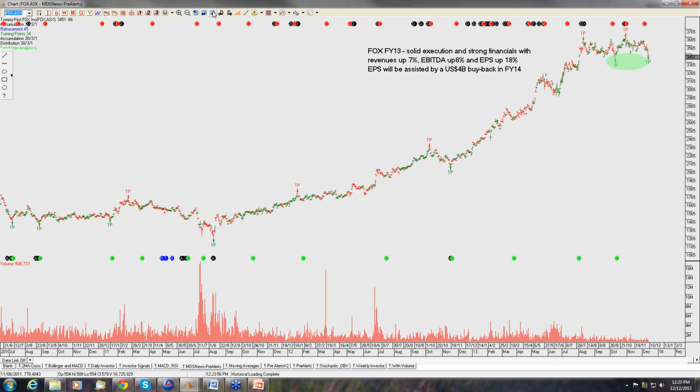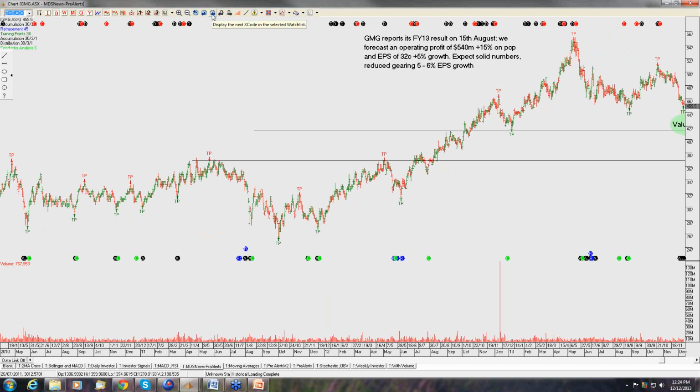Fox, we like this name. US dollar earners, delivering about 8 to 10% EPS growth. The company's buying back $4 billion worth of its shares. I'd expect it to find reasonable support on any sell-off. We're owning it at or near these levels, selling the 39 covered calls out into the new year, collecting roughly $1 for those. I think this is one of those names that should benefit from any rebound in equity markets, post this current sell-off that we're going through.